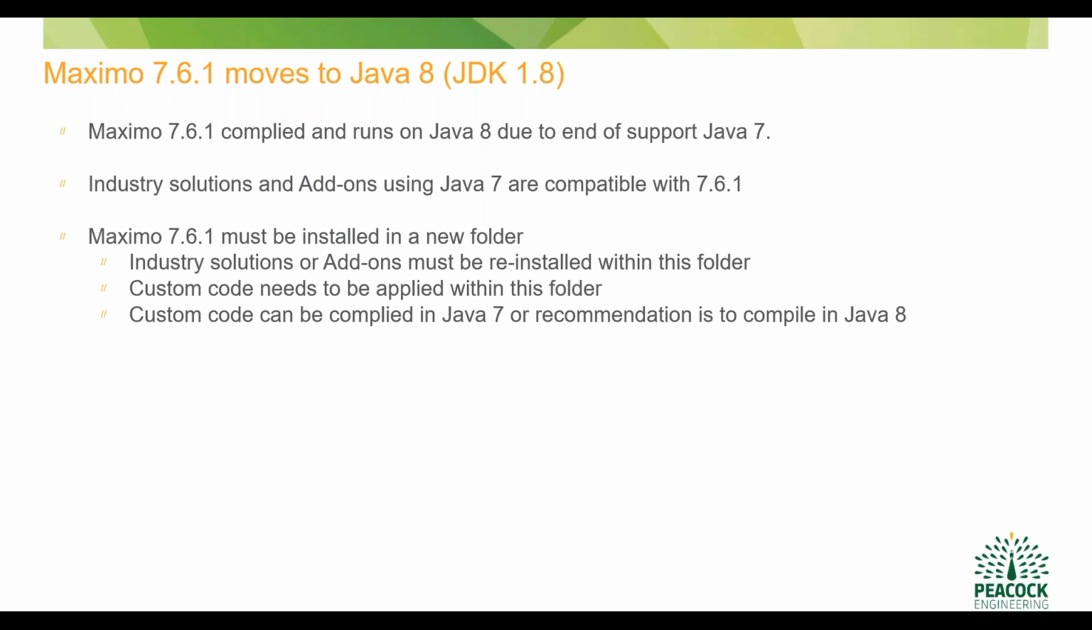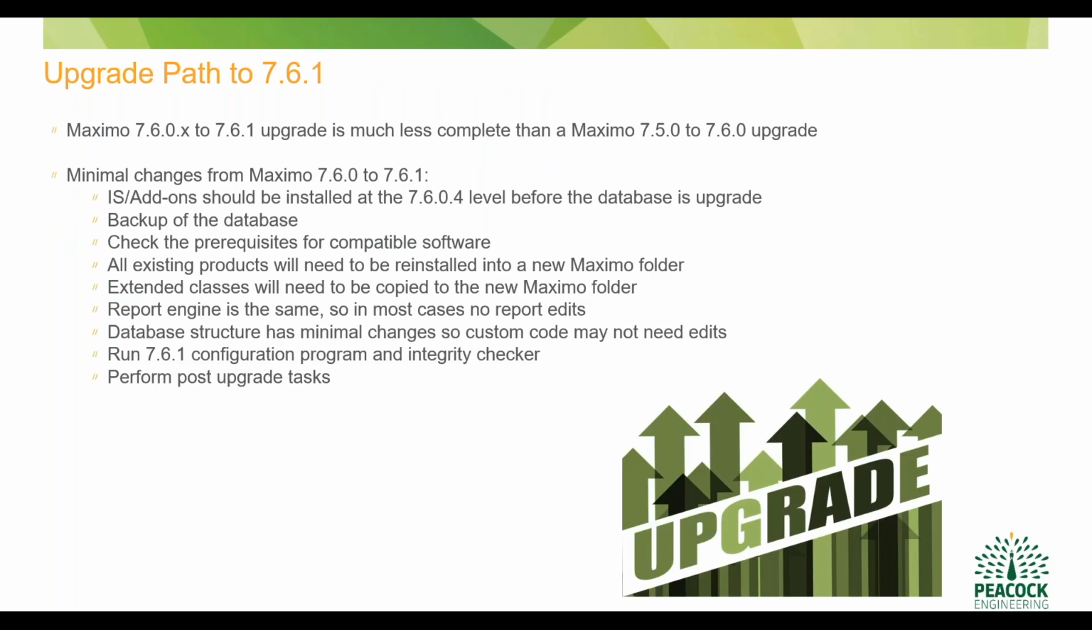If you're interested in the actual deployment of Maximo, then it's a brand new folder structure. I'm not going into too much detail because it's around the deployment, but it is quite a big change. It's not a difficult change, but it is a big change with the folder structures. It can be compiled in Java 7, but the recommendation is Java 8 because of end of support for Java 7. Now a bit around the upgrade path.